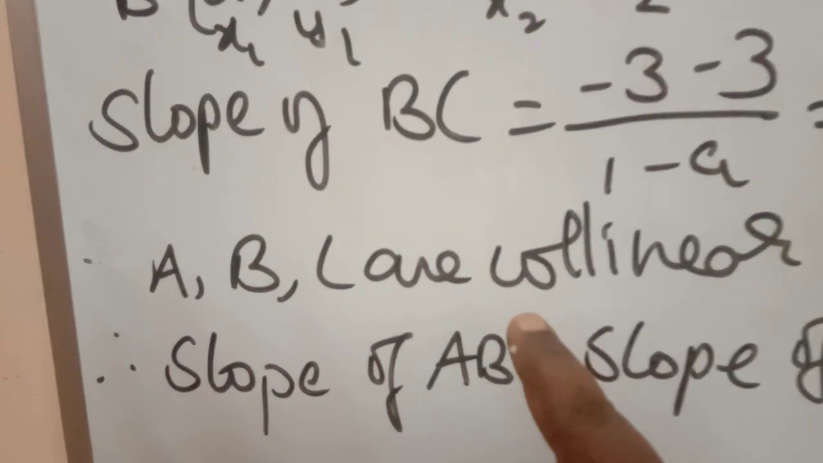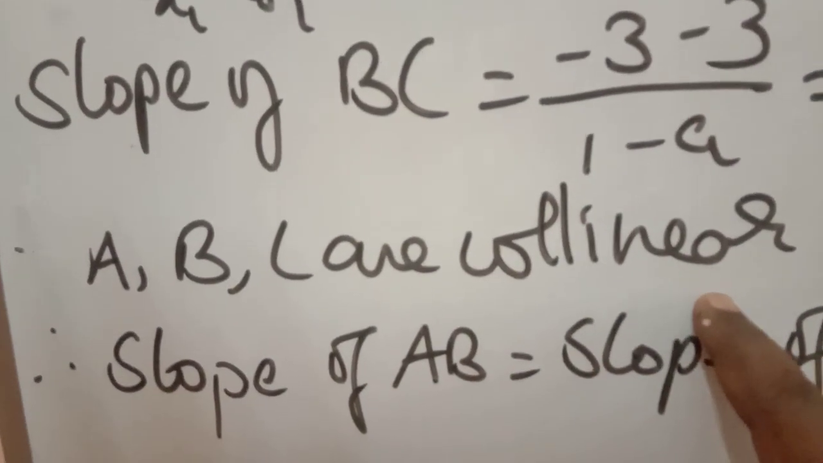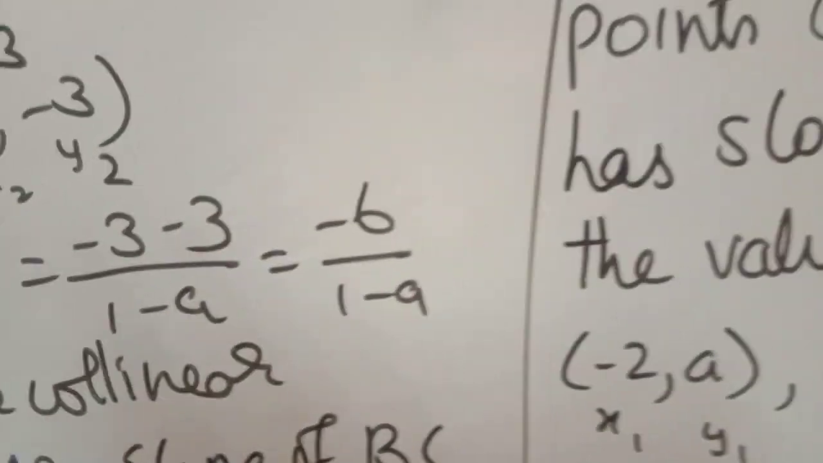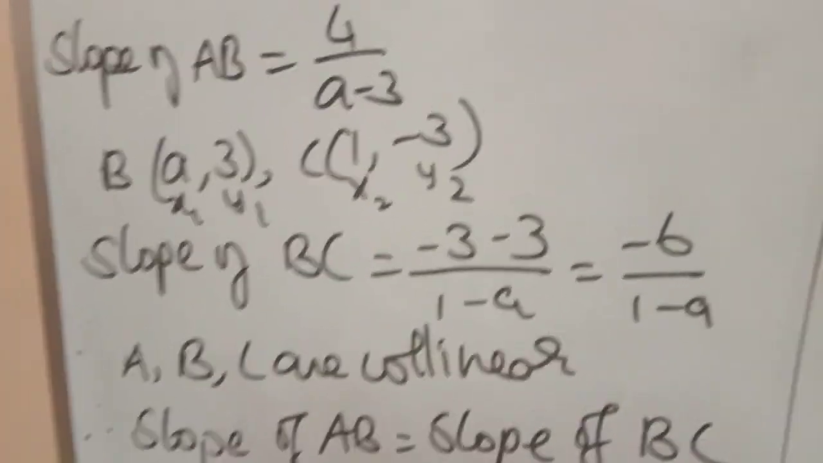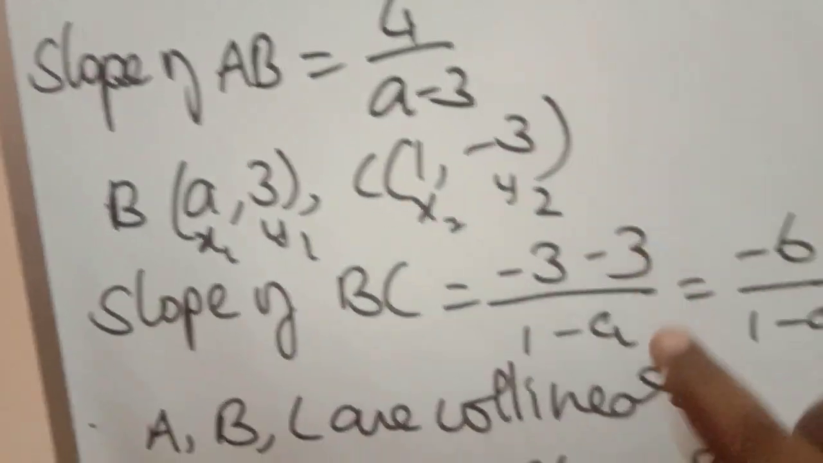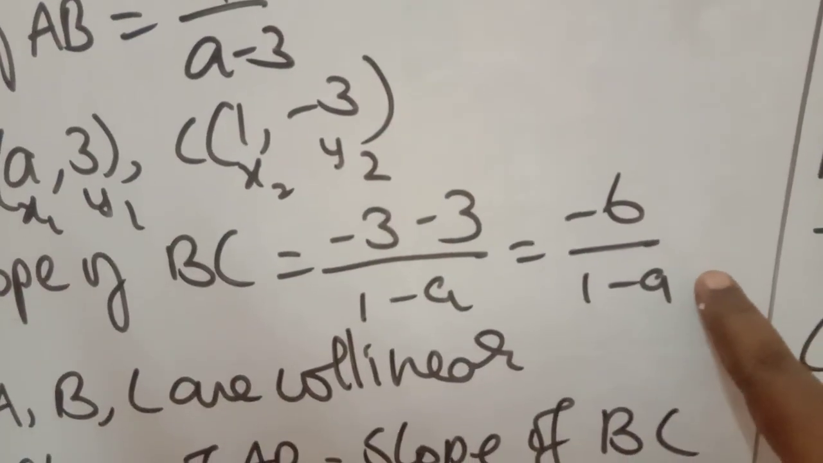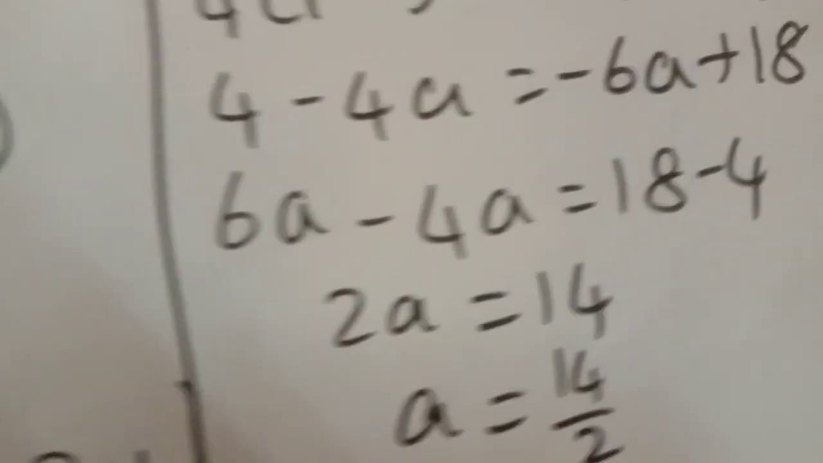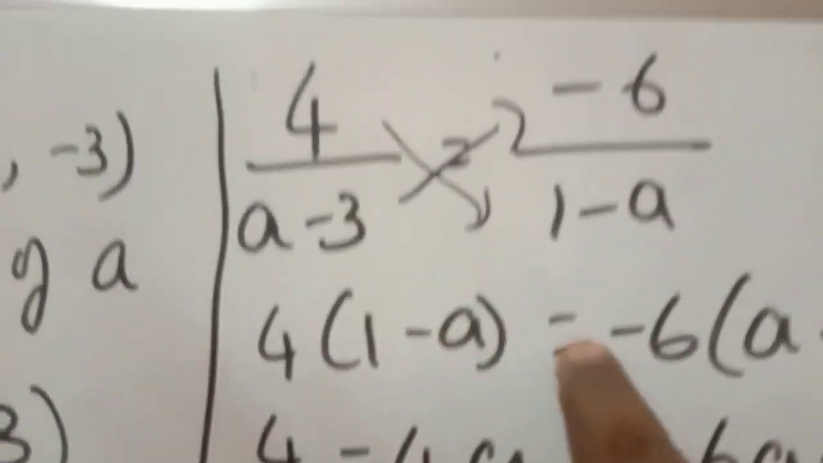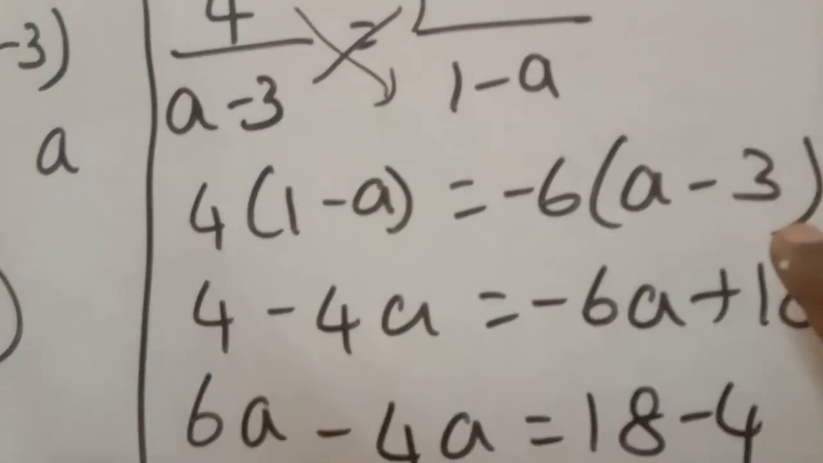In the question it is given that the points are collinear. So what is the meaning? Slope of AB equal to slope of BC. So using this we are going to find the value of A. What is the slope of AB? 4 by A minus 3. What is the slope of BC? Minus 6 by 1 minus A. So we are going to equate these two and cross multiply. 4 into 1 minus A is equal to minus 6 into A minus 3.